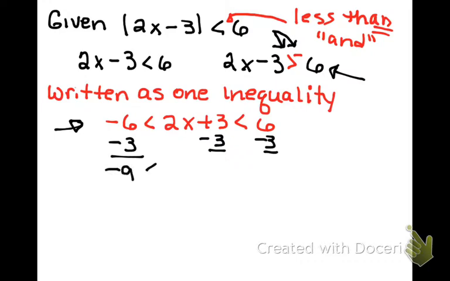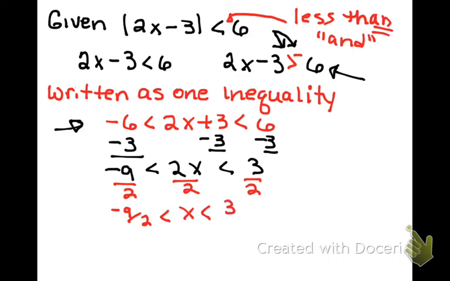So negative 9, and then we're going to divide everything by 2. So in this case we ended up with a fraction. Negative 9 halves is less than x, which is less than 3 halves. So this is my solution, and now we're going to graph it.